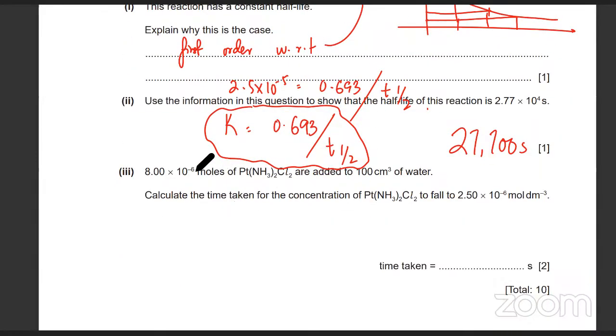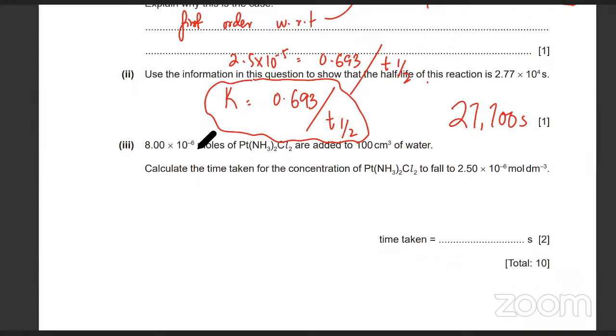Sir, isn't it ln2 over t half? It's the same. ln2 is, I think, 0.693, right? The natural log of 2 divided by K. Sir, it's easier to remember. A lot of people don't actually know what natural log is, especially the ones who don't do math.